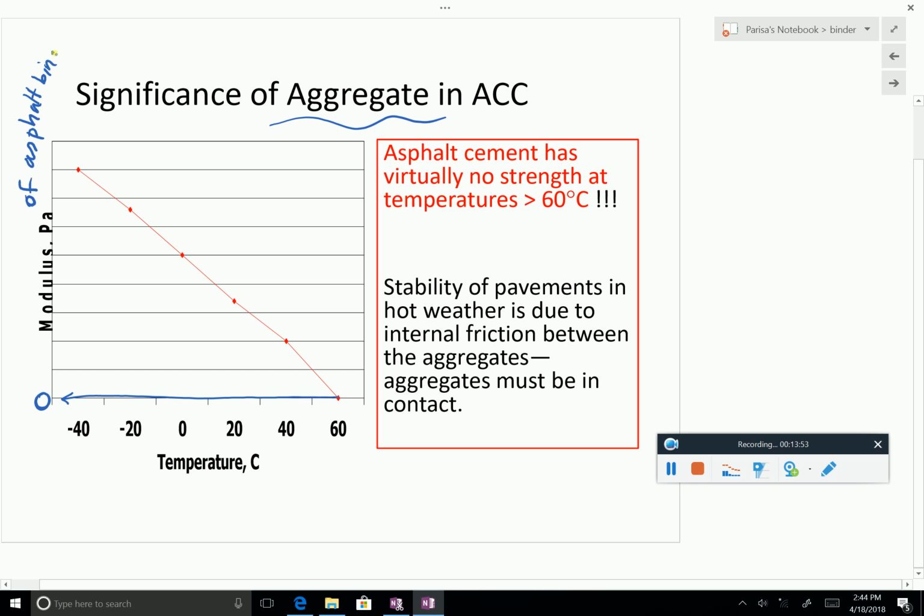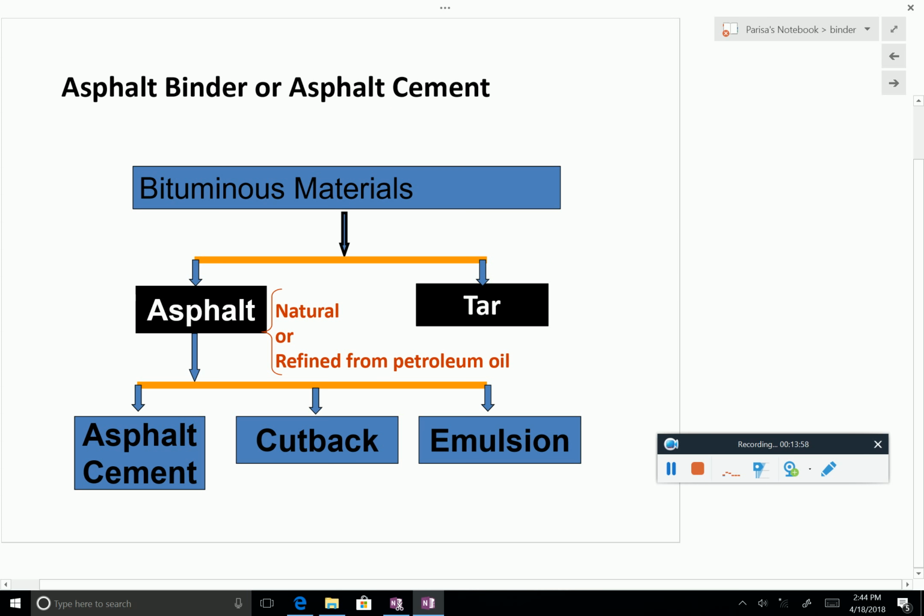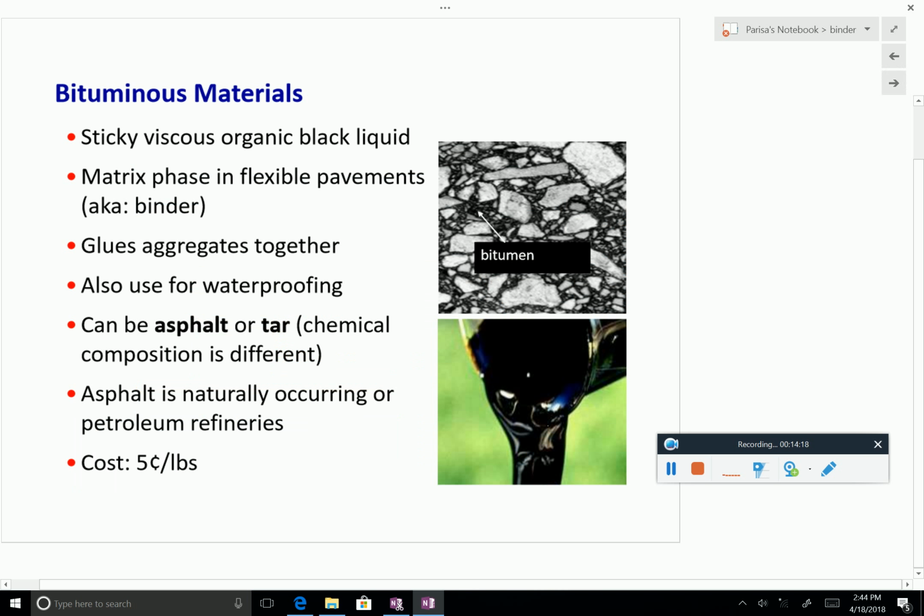So we are going to learn a little bit more about asphalt first. And in the classification of bituminous materials, we have asphalt and tar. And then the products which matter to us in construction are this asphalt binder we talked about, and emulsion and cutback. And we want to learn a little bit more about each one of them.